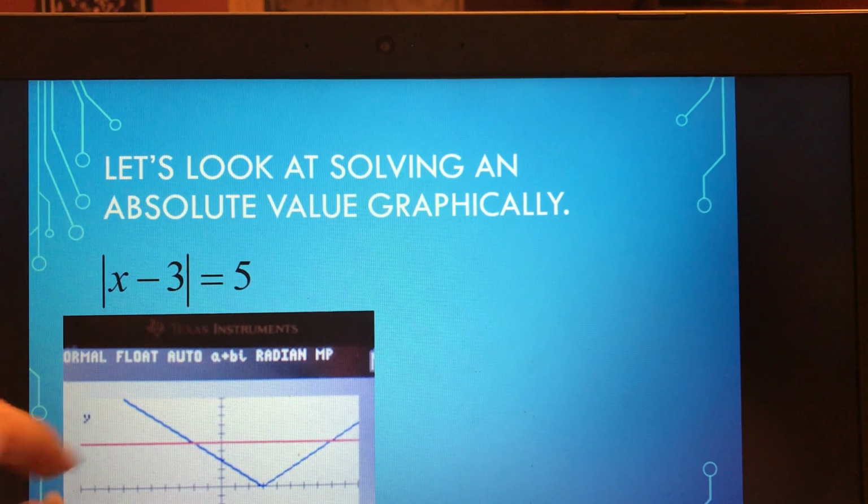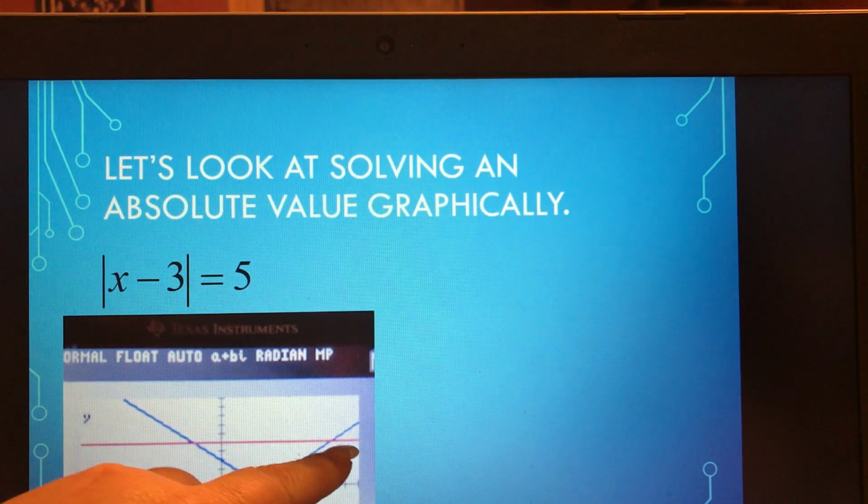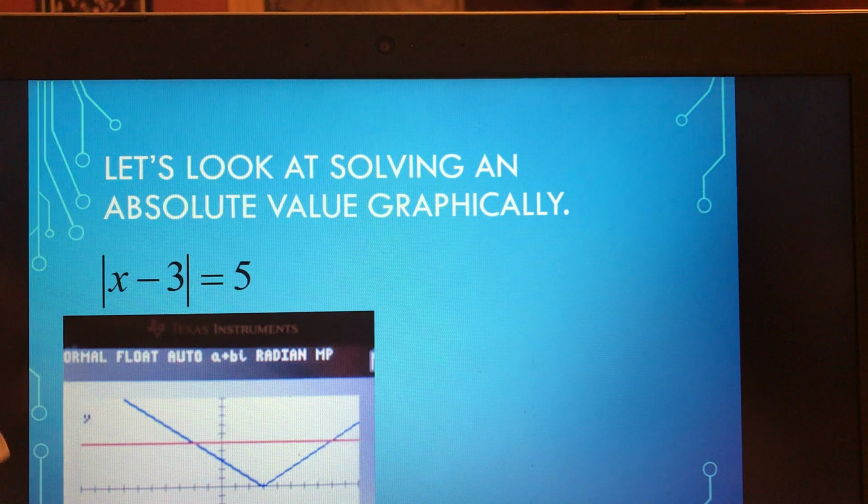That's right. Your two solutions are where they cross. Anyone know what that's called? You're right, the intersection points. So this is the intersection at x equals negative 2, and this intersection would be x equals 8. And those are the two solutions that you came up with from your bell ringer.